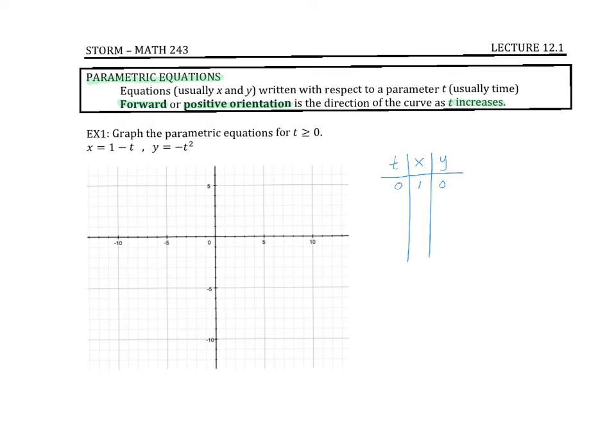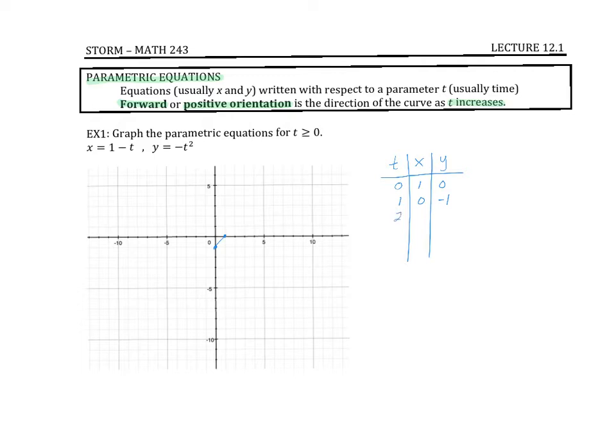So it's going to pass through 1, 0. When t is 1, I have an x value of 0 and a y value of -1. So this is going to pass through the point 0, -1. So you can kind of see that if we started at the point 1, 0 and then we go to the point 0, -1, this curve looks like it's going to be generated downward as the t values get larger and larger.